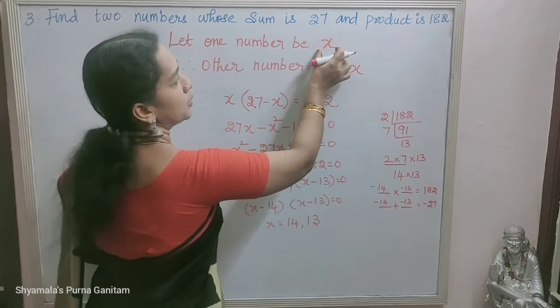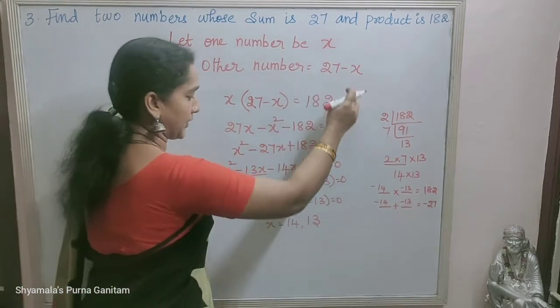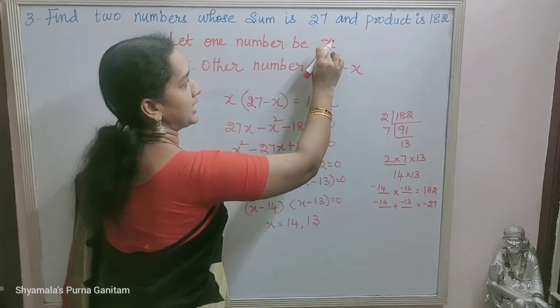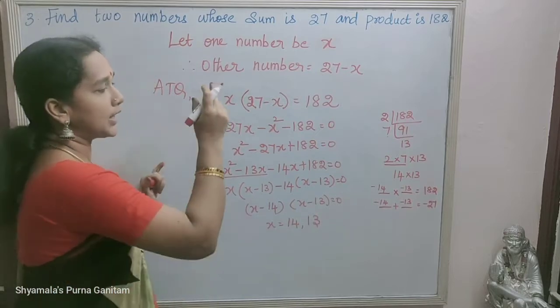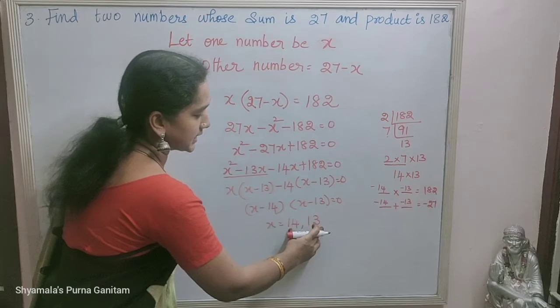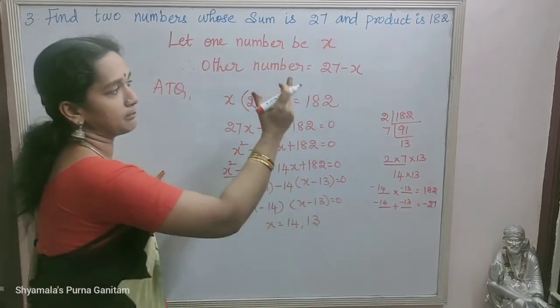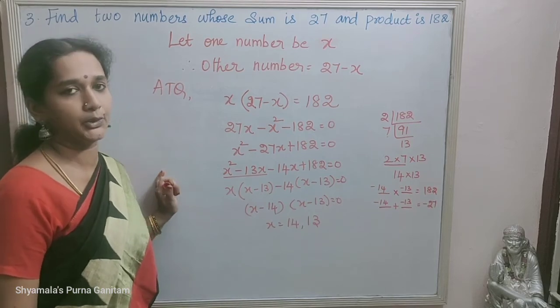So if you take one number as 14, the other number will be 27 minus 14, which is 13. So one number is 14, the other number is 13, such that the sum of these two numbers is 27 and the product of these two numbers is 182.